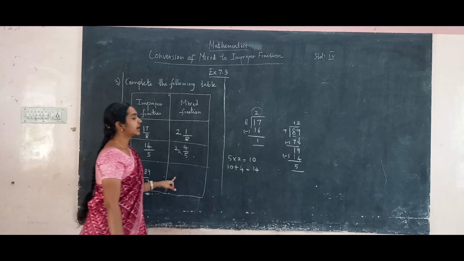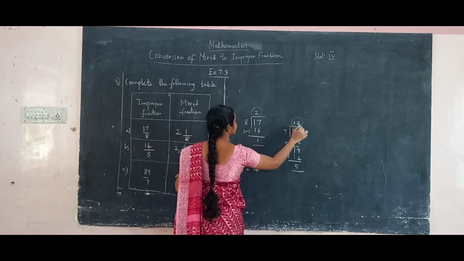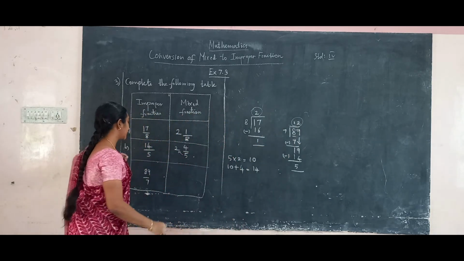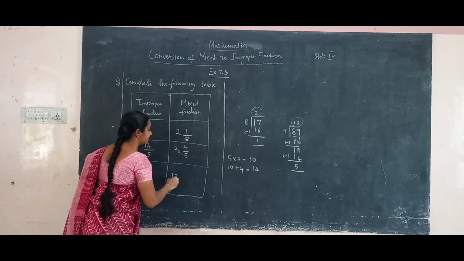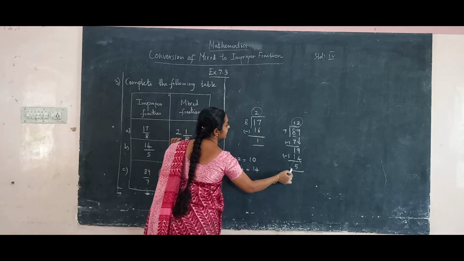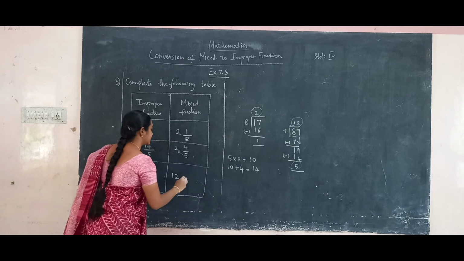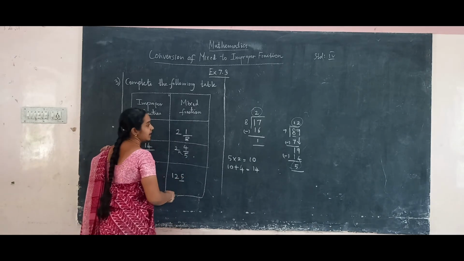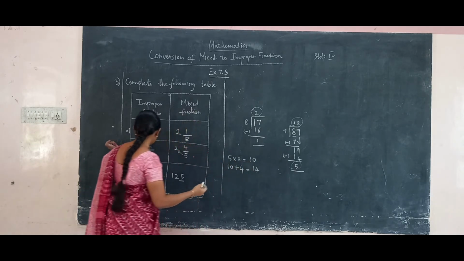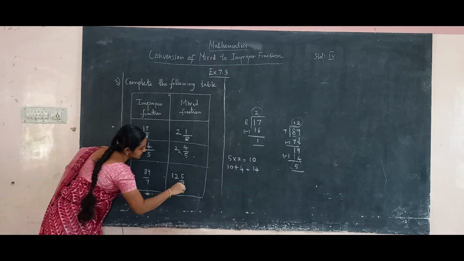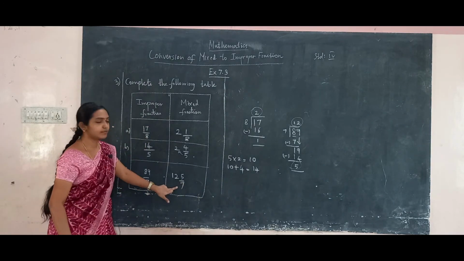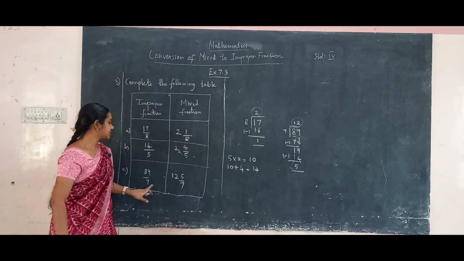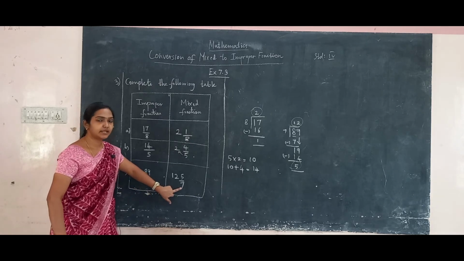Now write the number in the quotient as a whole number. So write the number 12 as a whole number. The number in the remainder as numerator. So write 5 in the numerator and the denominator is 7. The denominator will remain as it is. So 7 will be the denominator.